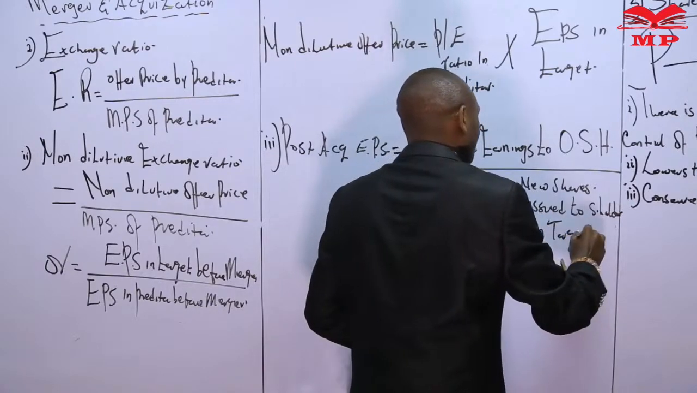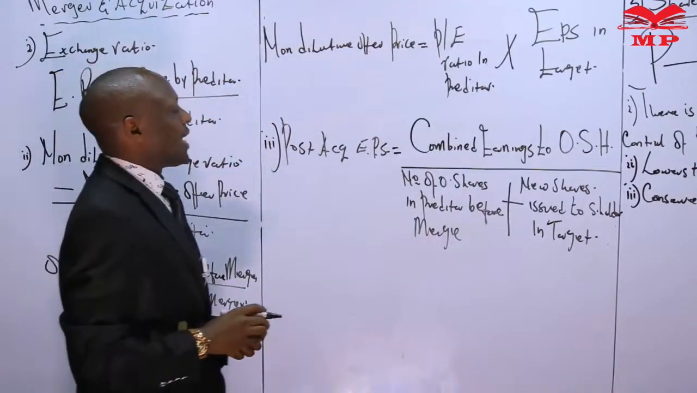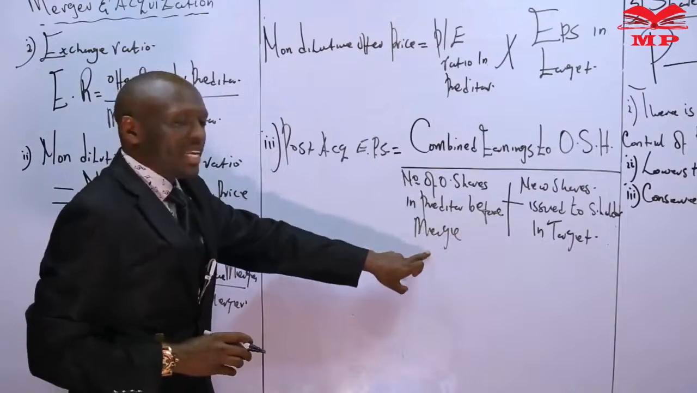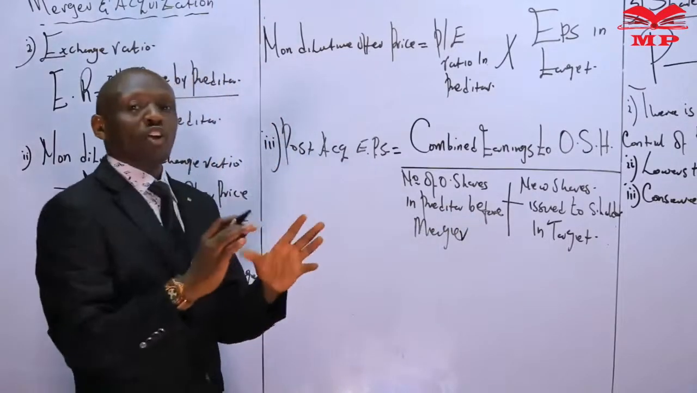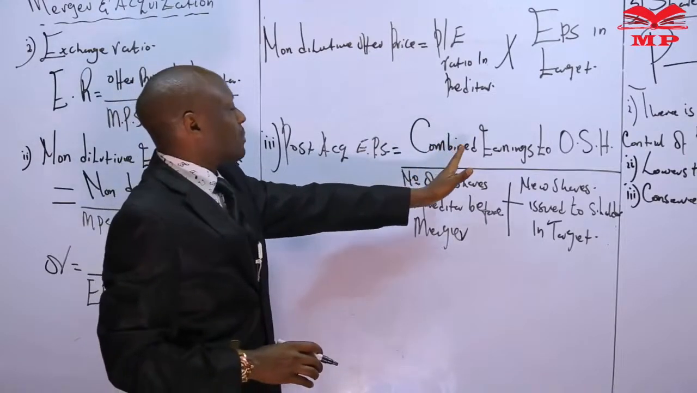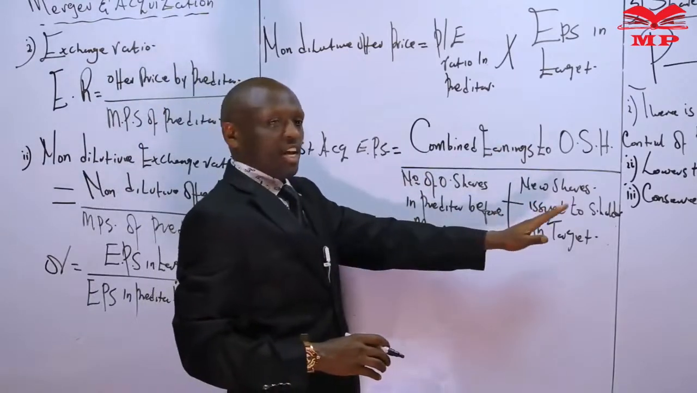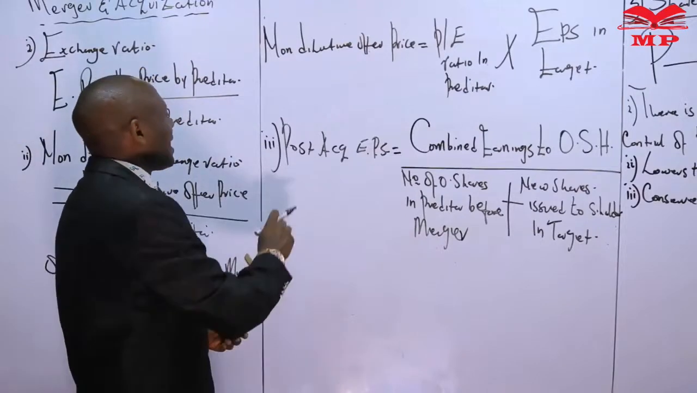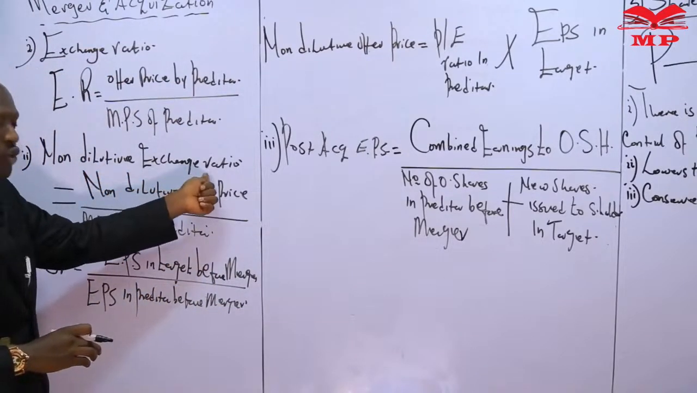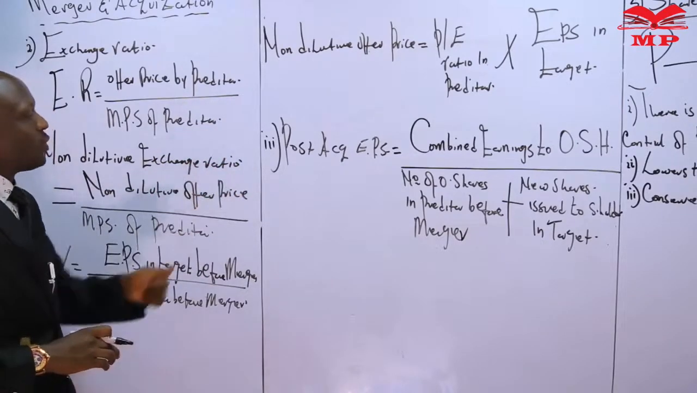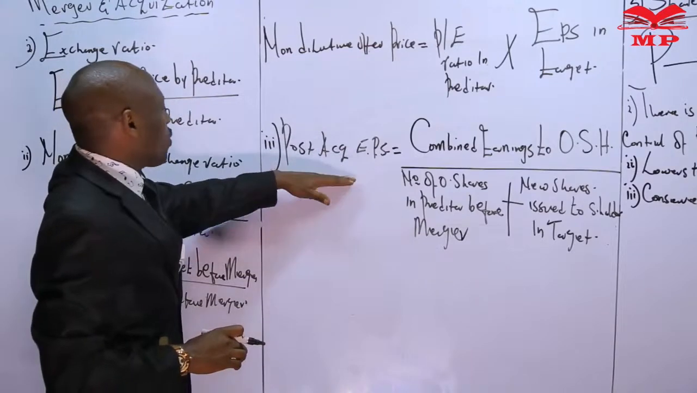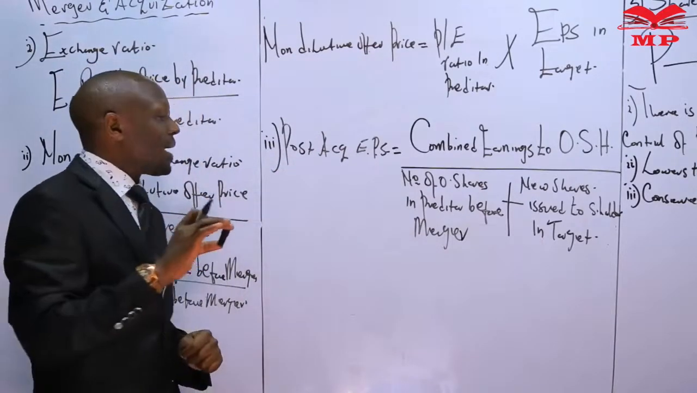in target. In case of merger and acquisition, where shareholders in the target entity are issued with the new shares, these are added to the shares in the predator before the merger and acquisition to form the total shares in the predator after the merger. So when you take the combined earnings, that is the earnings to ordinary shareholders in the predator plus earnings to ordinary shareholders in the target, you divide by the total shares after the merger and acquisition, that gives the post-acquisition EPS. So if the non-dilutive exchange ratio was used in that merger and acquisition, the EPS after the acquisition that we arrive at here will be equivalent to the EPS in the predator before the merger and acquisition.